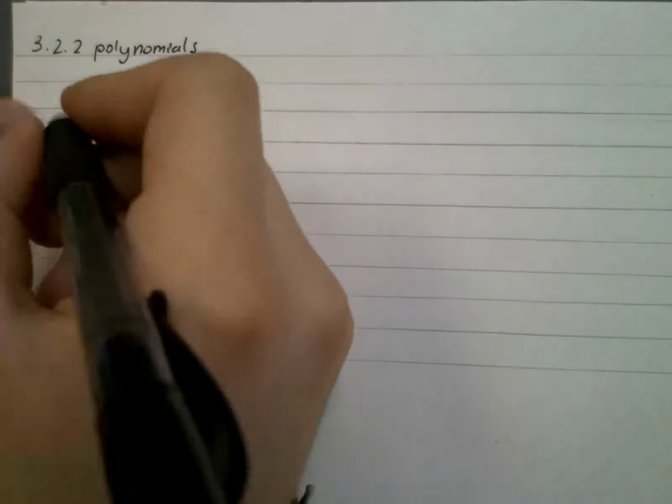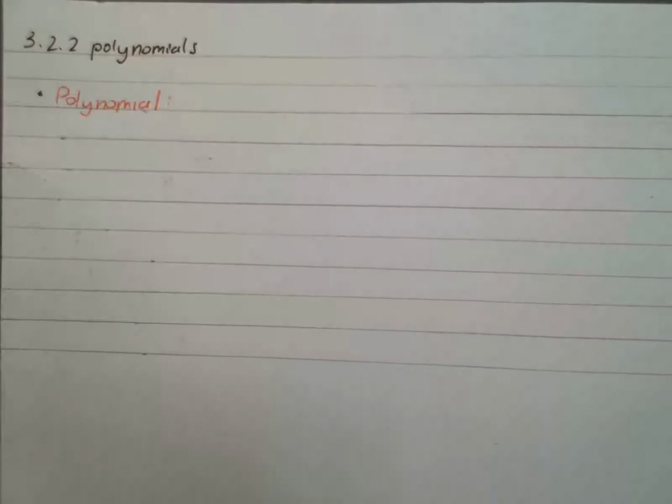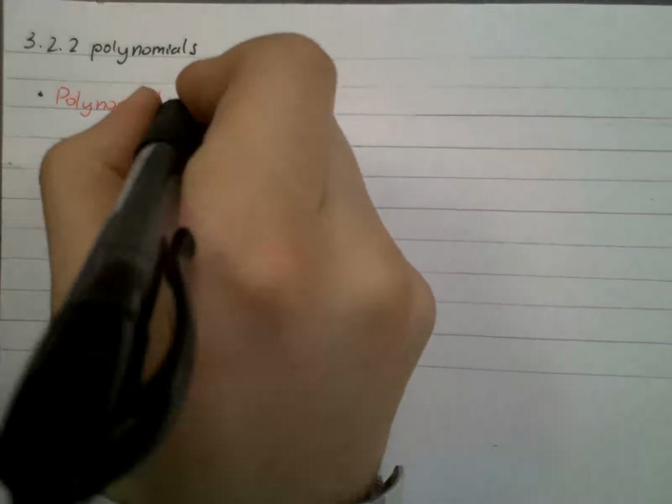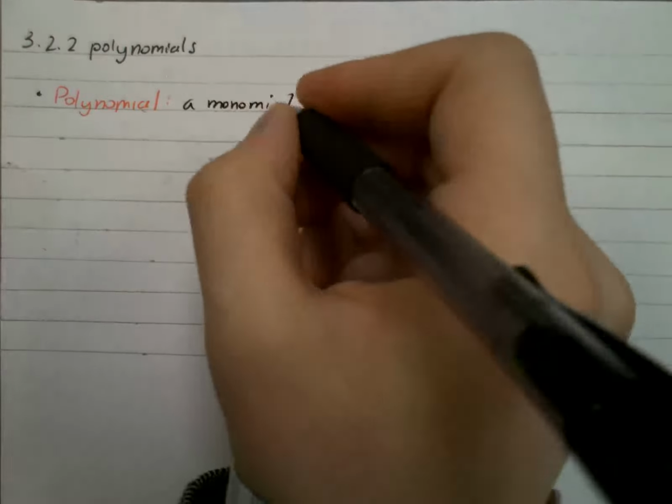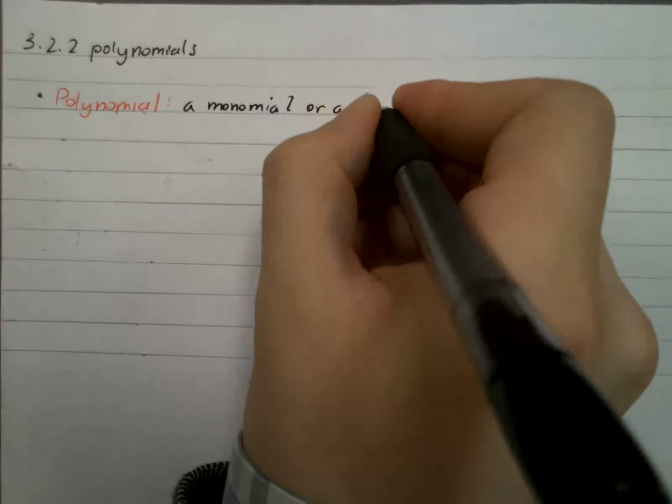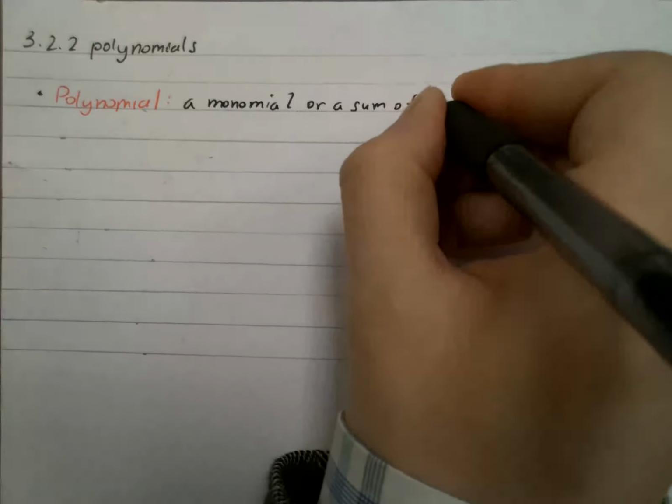Now, we've used the word polynomial a bunch this past month, but I really haven't told you guys what it is. So let's get some definitions down, okay? All right, so what is a polynomial? A polynomial is a monomial or a sum of monomials.